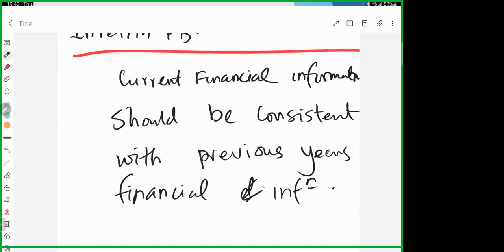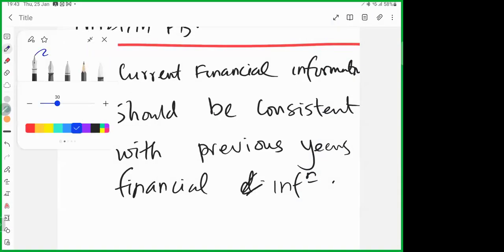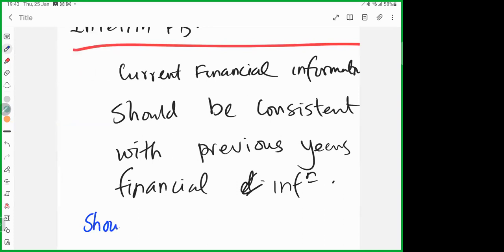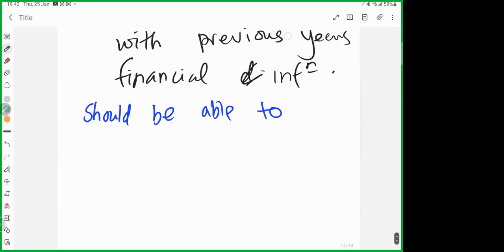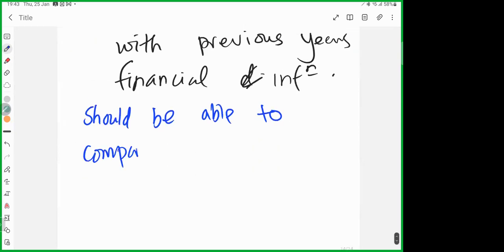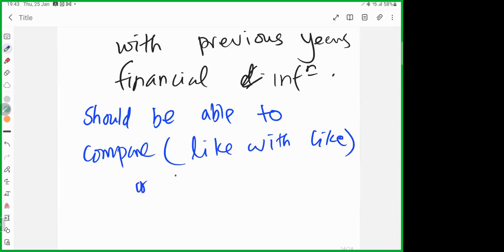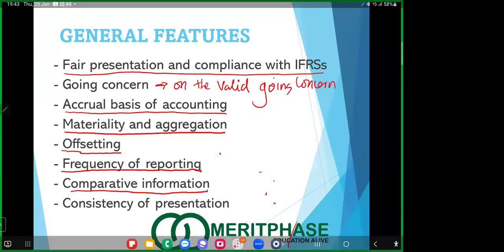But one condition: you should be able to compare like with like, apple with apple. So that is also another requirement. Finally, consistency of presentation.